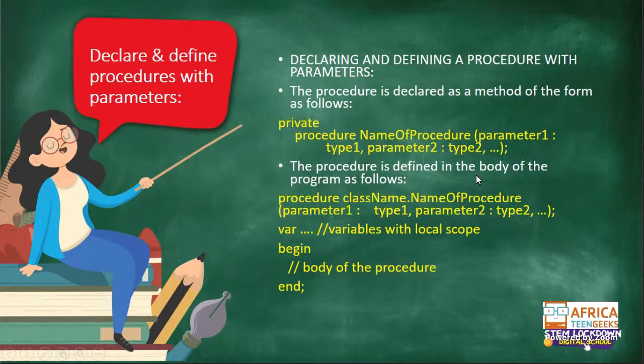So the procedure is defined in the body of the program as follows, exactly the same as yesterday. Again, the class name.name of procedure, followed by those very same parameters. But we know now at least that we can use a shortcut after we've declared my procedure. I can just use Control-Shift-C and Delphi creates the definition for us automatically.